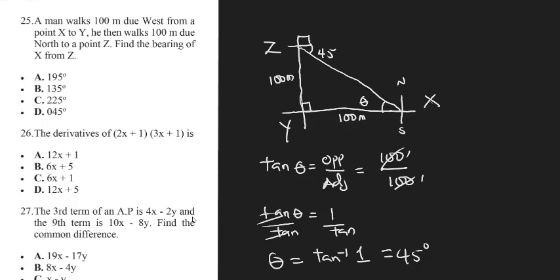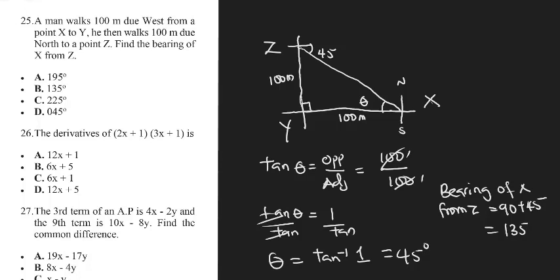We have to add it to this 90 so that we will get the total bearing. So the bearing now of X from Z is equal to 90 plus 45. So 90 plus 45 is 135 degrees. So do you have 135 degrees? Of course, yes. The answer is B. Let's move to the next question.